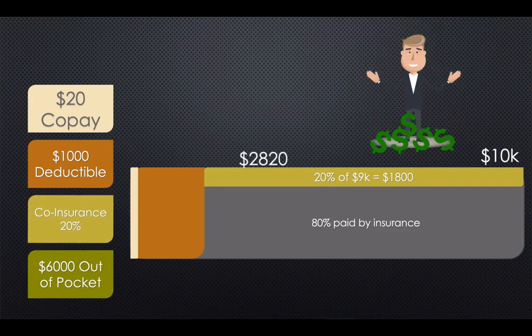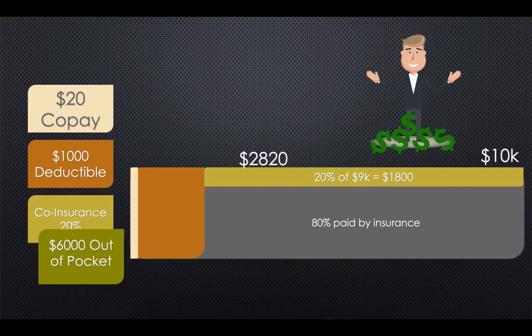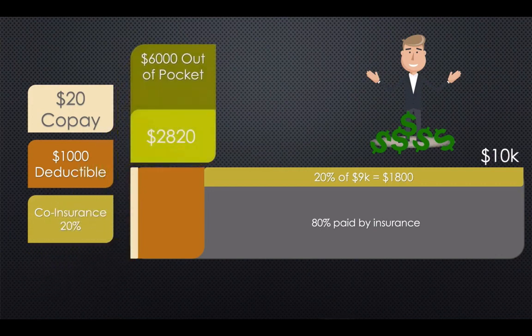This amount applies to the $6,000 out-of-pocket maximum, meaning now there is only $3,180 left to pay out of your pocket before insurance will pay for your medical visits in full. Once the $6,000 out-of-pocket has been met, you will not have to pay anything towards copay, coinsurance, or deductible for the rest of the plan year.